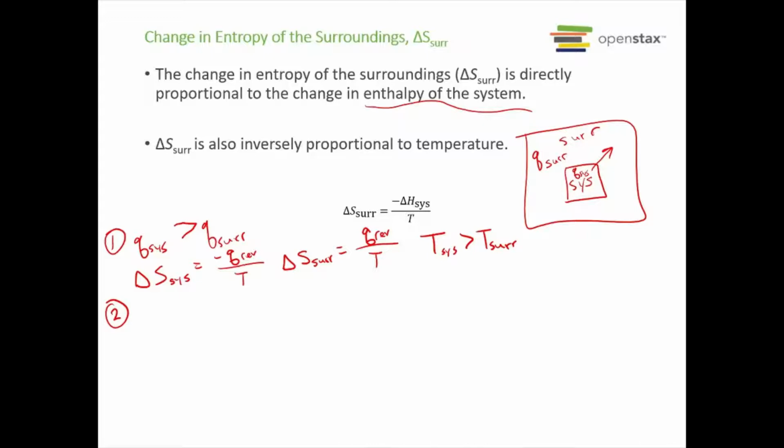For the second one, we're going to say the objects are at different temperatures. Heat is going this time from the cooler object to the hotter object. Now, this has never been observed to happen spontaneously. Q of the system is still greater than Q of the surroundings. But this time, delta S of the system is gaining Q, so it's equal to positive Q over T, and delta S surroundings is equal to negative Q over T.